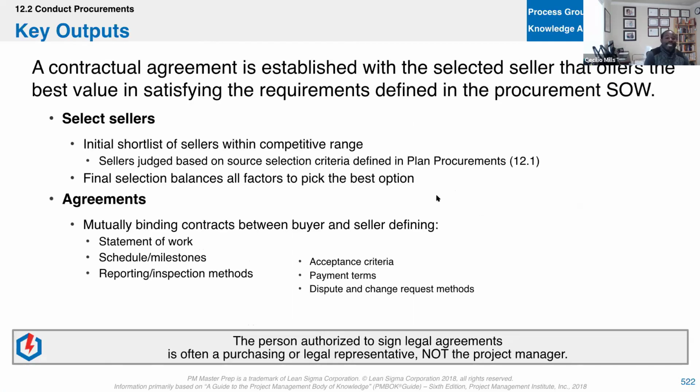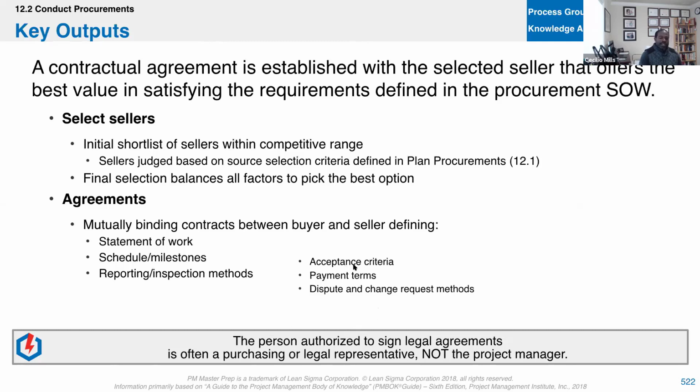All right. So the key output here: a contractual agreement is established with the selected sellers that offers the best value in satisfying the requirements defined in the procurement SOW. Remember this from PMI: anytime you sign a contract with another party, they become a key stakeholder to your project. So the contractual agreement is bigger than just the fact that they need to perform some work in exchange for financial compensation. They are a key stakeholder within your project, which means that you have to manage them, communicate with them, and develop them as a team member, if it's not just an exchange of materials or supplies, but actually work. You have to take that into account.